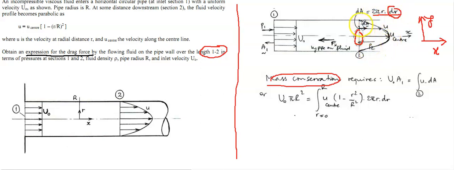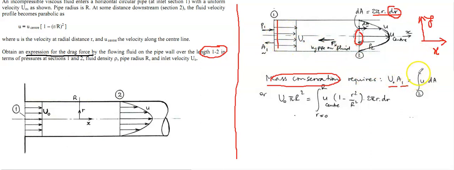If we want to calculate the mass flow rate in this section, according to the mass conservation principle, the total flow here will be equal here. So we can say the mass at this section is the velocity and the area. Velocity is u0 and area is A1. So this is for section 1.